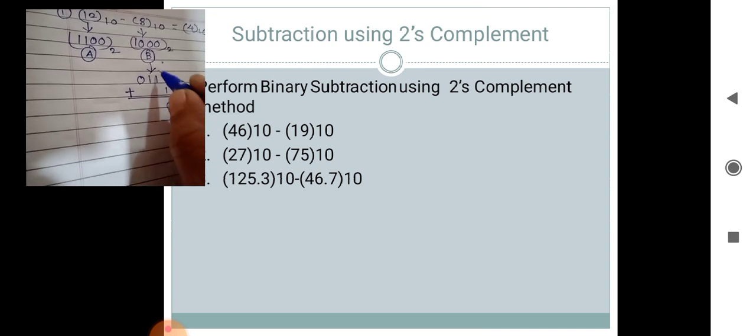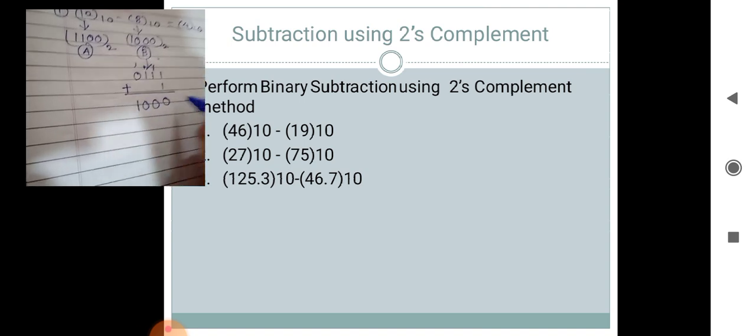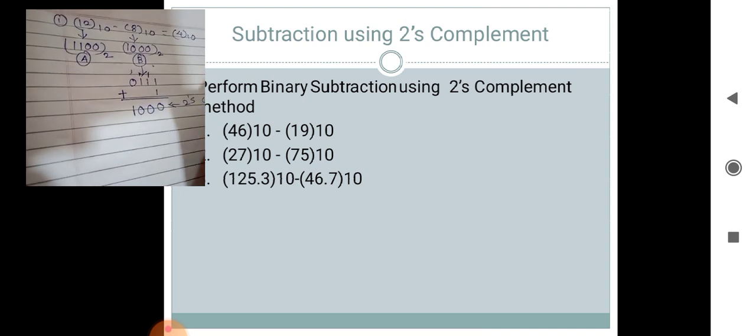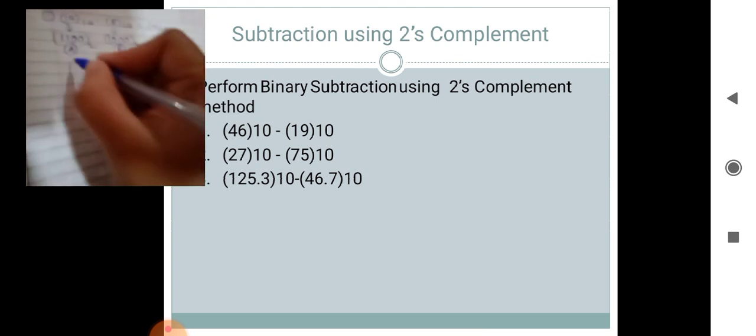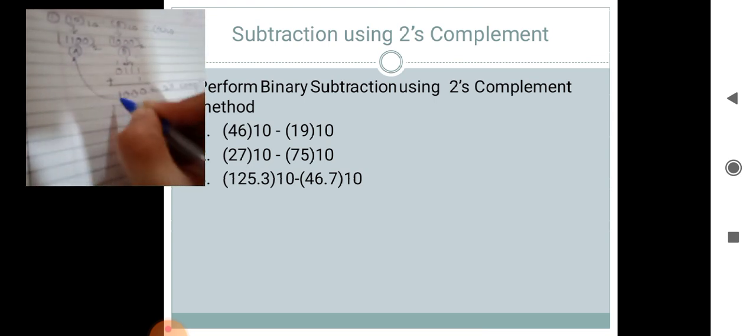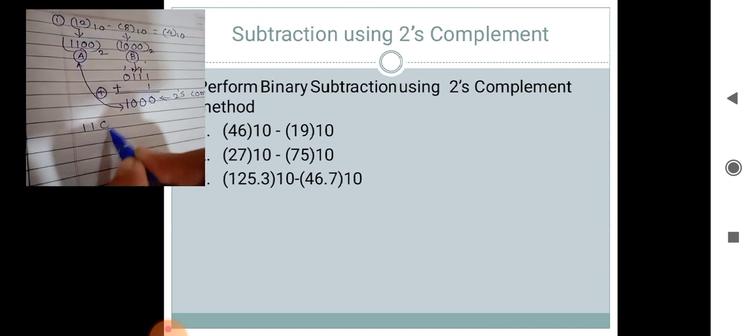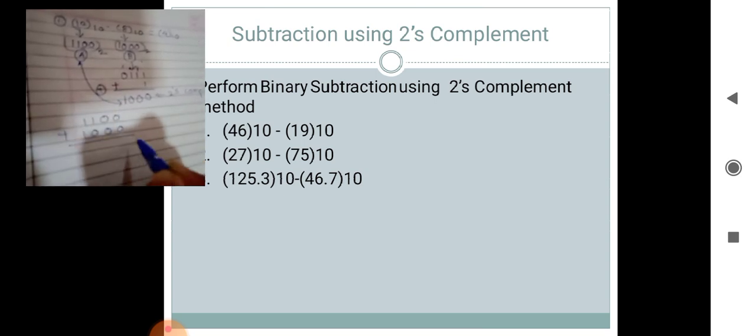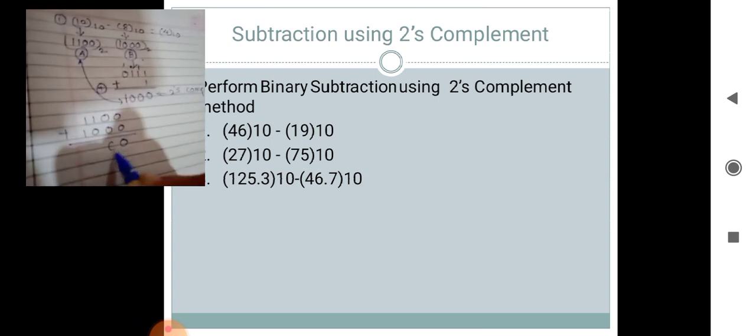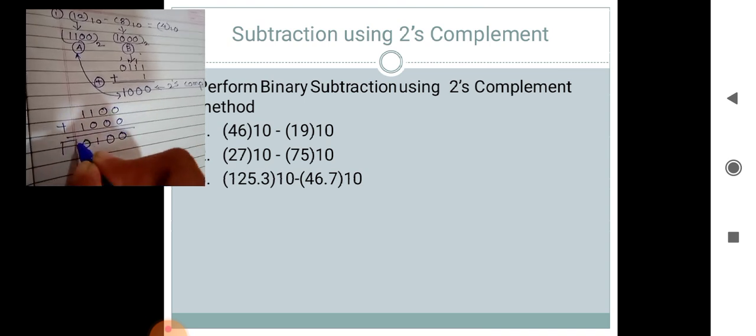1 plus 1 sum 0 carry 1, 1 plus 1 sum 0 carry 1, 1 plus 1 sum 0 carry 1, 1 plus 0 is 1. So this is the 2's complement of B. You have to add A with this 2's complement. So 1 1 0 0 plus 1 0 0 0. 0 plus 0 is 0, 0 plus 0 is 0, 1 plus 0 is 1, 1 plus 1 sum 0 carry 1.